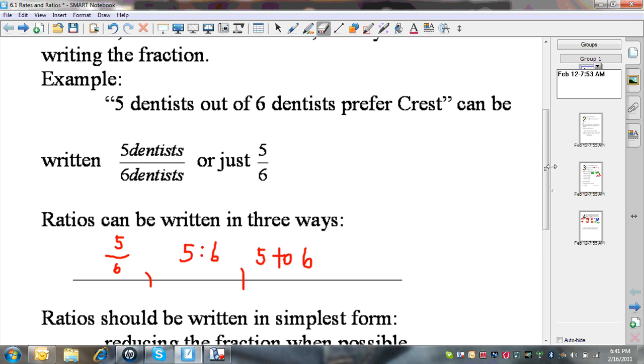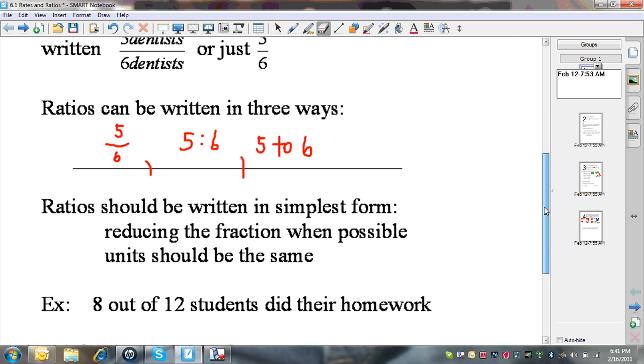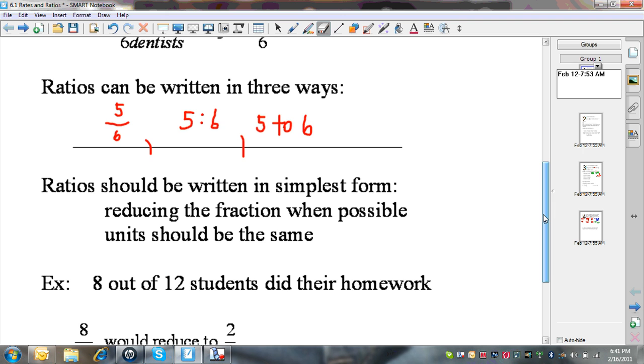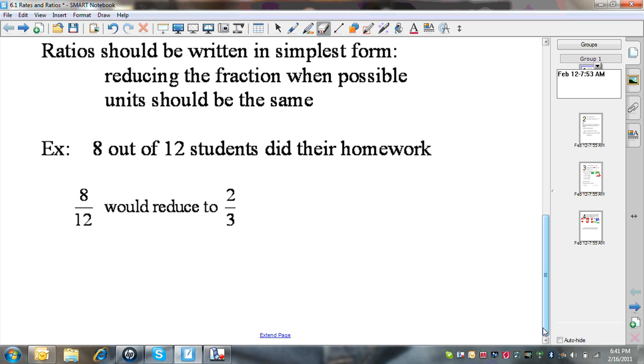Anyway, these are the 3 ways that our 5 out of 6 can be written: with the normal fraction bar, with a colon, or with the actual English word "to." So when we write ratios, we should always write them in simplest form, just like we did fractions in the last chapter. An example of this is 8 out of 12 students did their homework. I could say 8 students over 12 students, but the students would cancel, and we just end up with 8 over 12, but we would need to reduce that to 2 over 3. That's in simplest form.